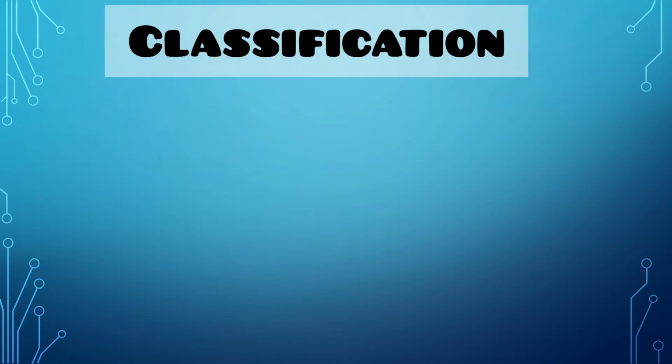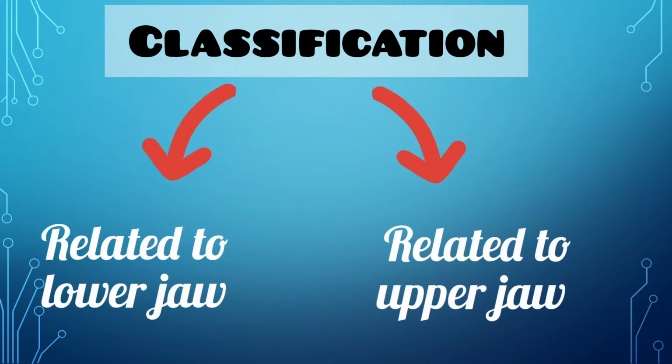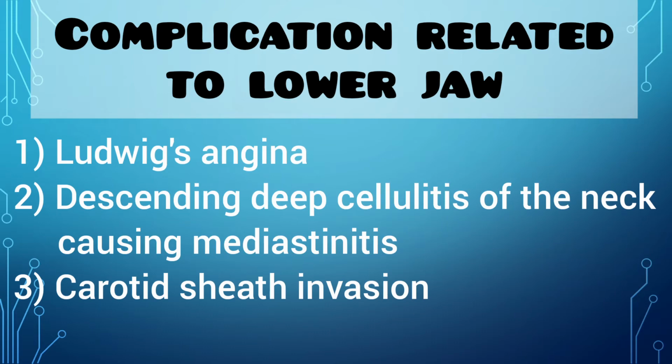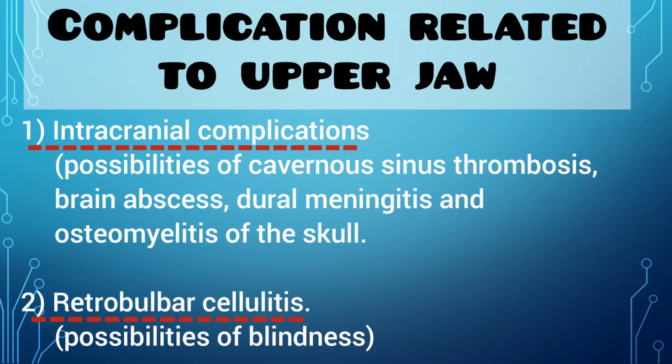So the complications of orofacial infections can be broadly classified into two types, that is those related to the lower jaw and those related to the upper jaw. The complications which are related to the lower jaw include Ludwig's angina, descending deep cellulitis of the neck which results in mediastinitis, then there is carotid sheath invasion. The complications which are related to the upper jaw include intracranial complications with possibilities of cavernous sinus thrombosis, brain abscesses, dural meningitis and osteomyelitis of the skull, and retrobulbar cellulitis with possibility of blindness.